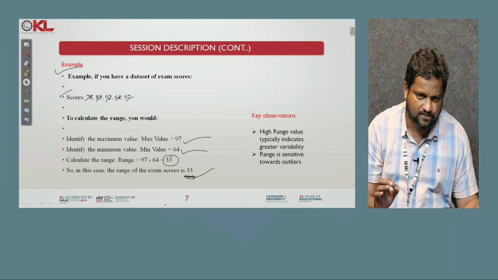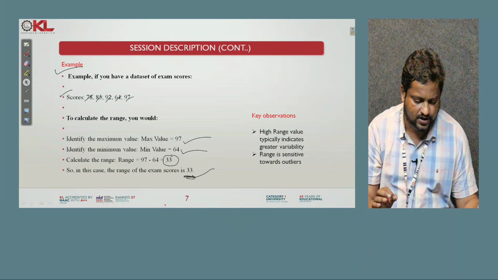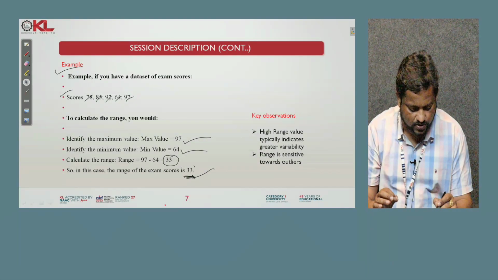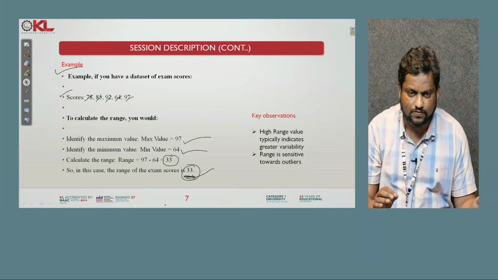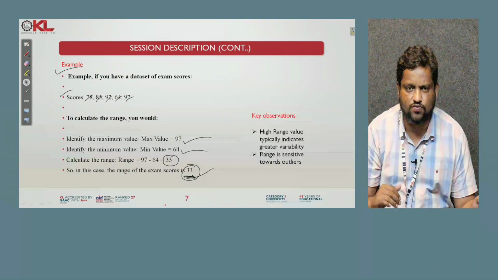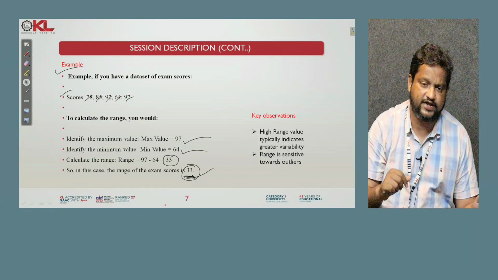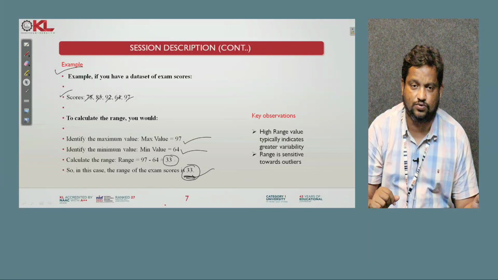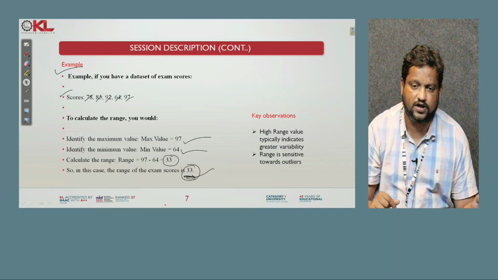Next, the formula for finding the range is maximum value minus minimum value. Then we have seen an example to calculate the range. As per this example, we got a range value of 33. What is the significance of this value? How can we understand it? Suppose I got 98, I got 2 only, I got 3 only. What is the significance of that value in the context of variation?